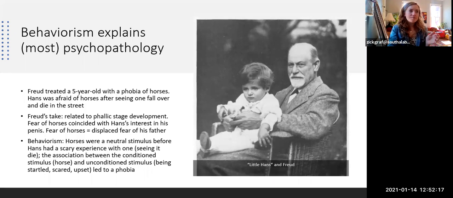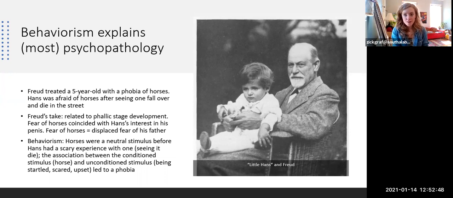So behaviorism, unlike most of the models we've talked about so far, actually explains most things about psychopathology. It really does give us a framework for understanding problems with thoughts, emotions, and behavior. Just as an example, this is a picture of little Hans. He was a patient of Freud's, and Freud treated him for a phobia of horses. He was afraid of horses ever since he was about 4 years old, and he saw one basically have a heart attack, collapse, and die in the street in front of him.